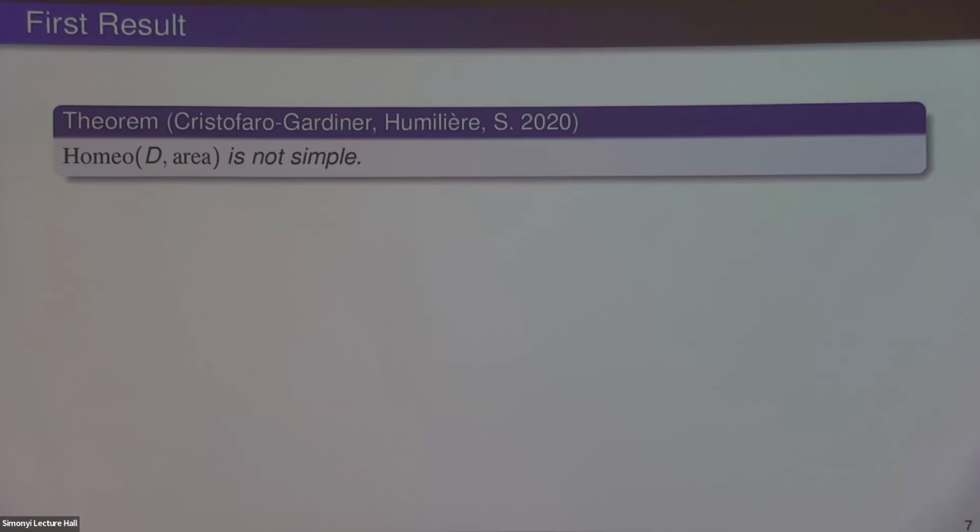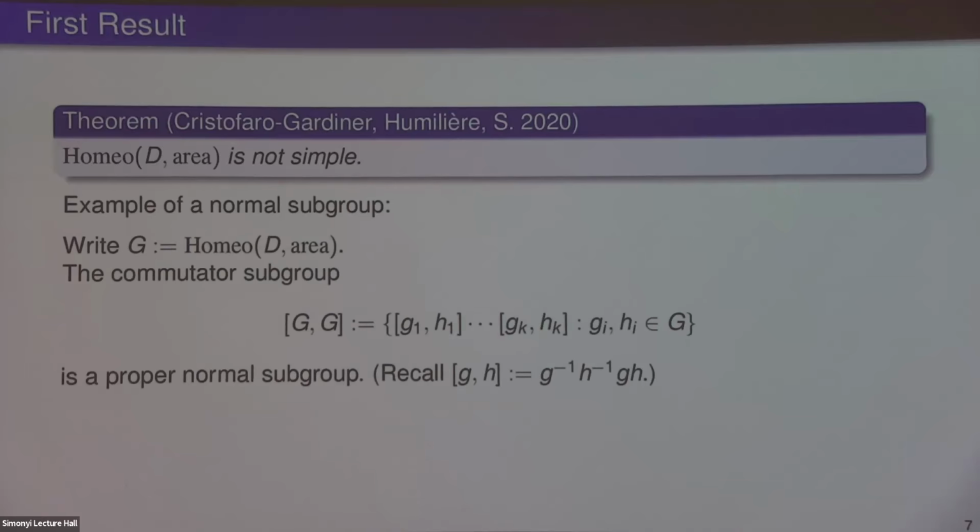Okay, so the group is not simple. Therefore, it has a proper normal subgroup. I can give you an example right away. Good. So just to simplify notation, I denote it by G. Take the commutator subgroup. Okay? So the commutator subgroup, just the finite products of commutators, is always a normal subgroup. In the case of our group, it turns out to be a proper normal subgroup. And we will see why that's the case in a few minutes, 10, 15 minutes or so.